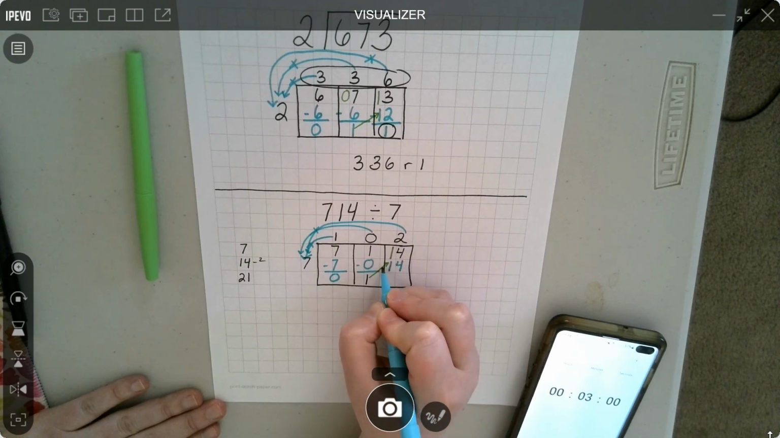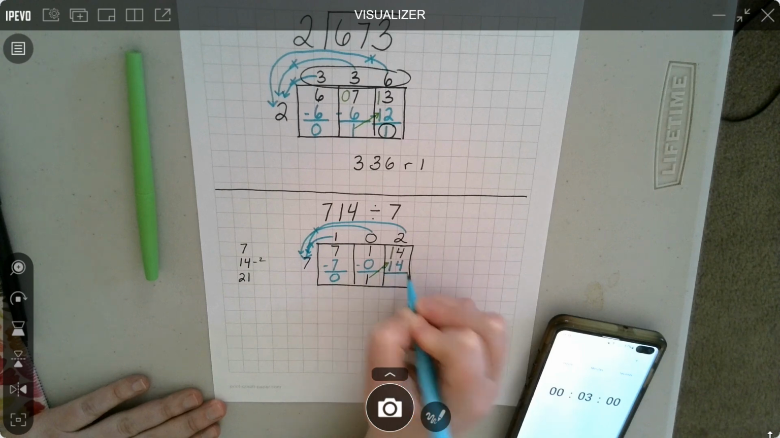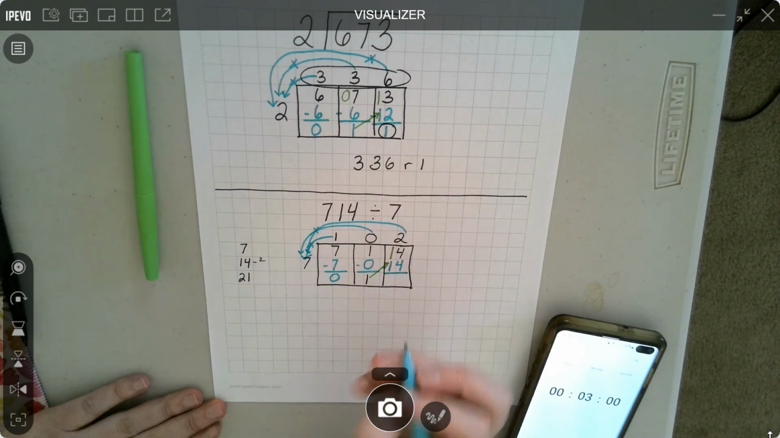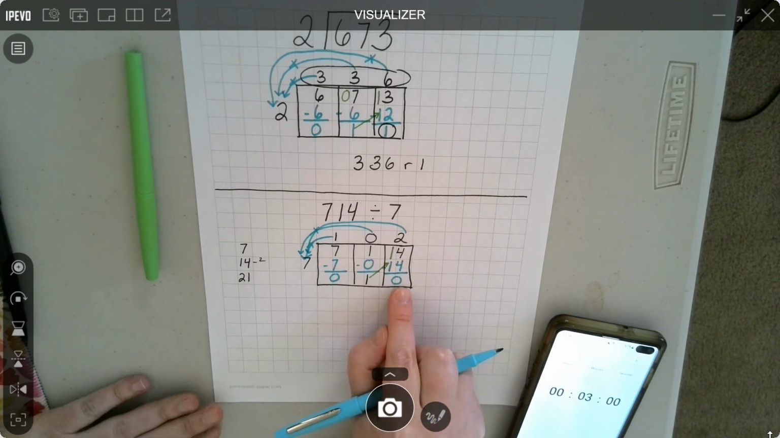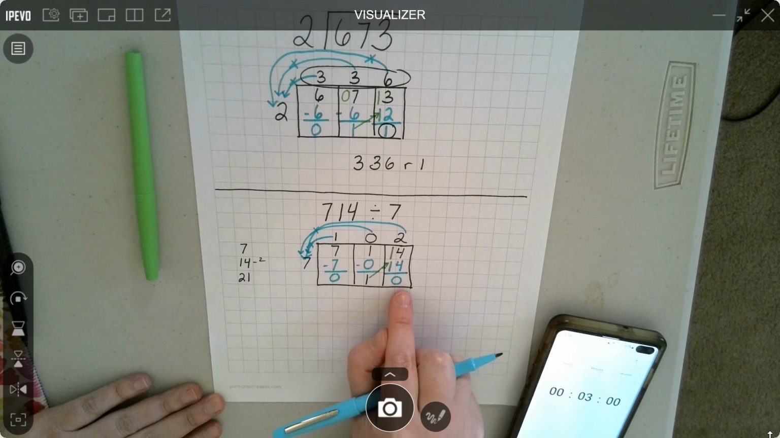My 1s are underneath each other. My 10s are underneath each other. I'm going to subtract that out. And what do I get? I get a 0. I have nothing left in this last box here. So there are no remainders.